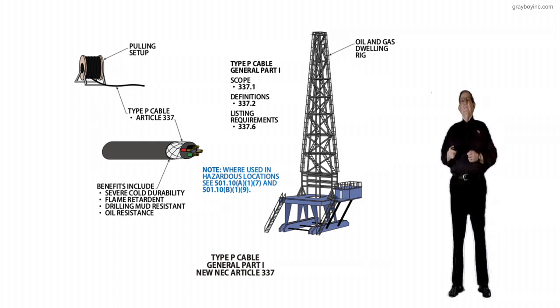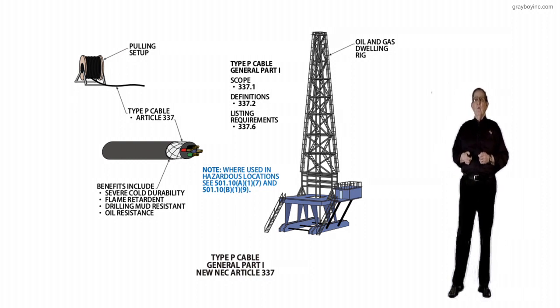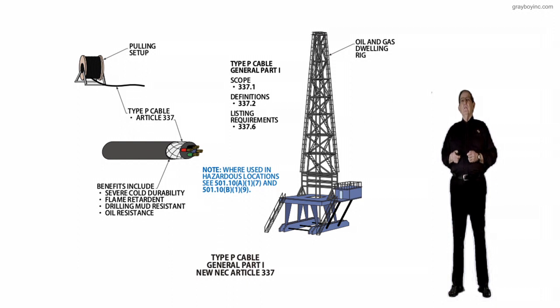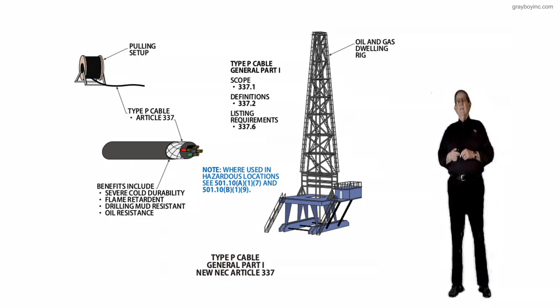And then let's look first at the information that's right next to the illustration of the oil and gas drilling rig. It says Type P cable, general, Part 1. The scope is 337.1, so it's the scope telling you all about the cable and so forth. The definitions for this cable are in 337.2, and the listing requirements are in 337.6, which talks about the cable having to be listed and so forth.